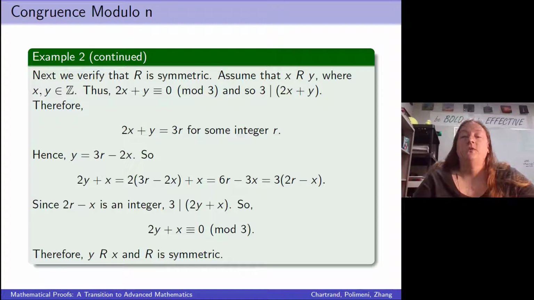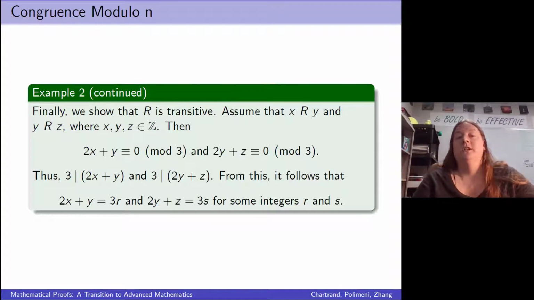So if we consider 2y plus x, substituting in 3r minus 2x for y, we arrive at 6r minus 3x. Now, that's equal to 3 times the quantity 2r minus x, and since 2r minus x is an integer, then 3 divides 2y plus x. And consequently, 2y plus x is congruent to 0 mod 3. Therefore, y is related to x, and our relation is symmetric.